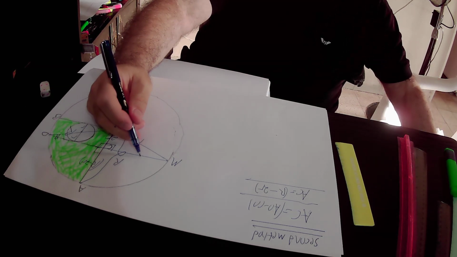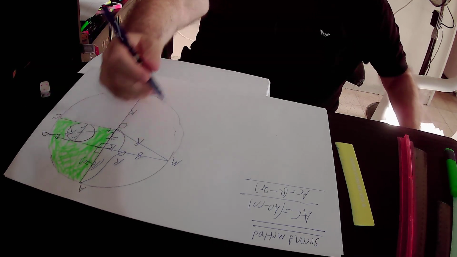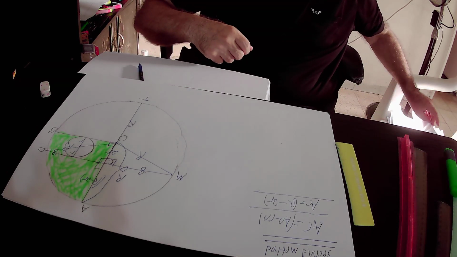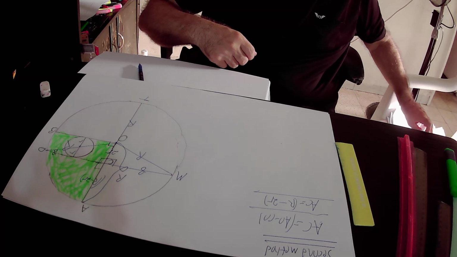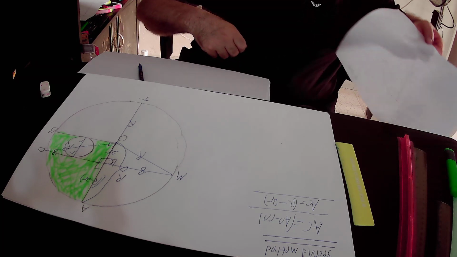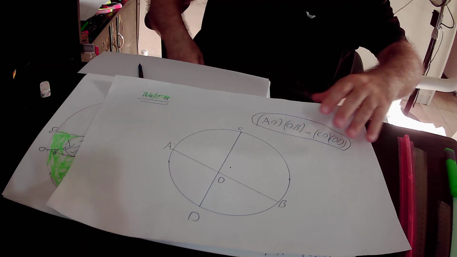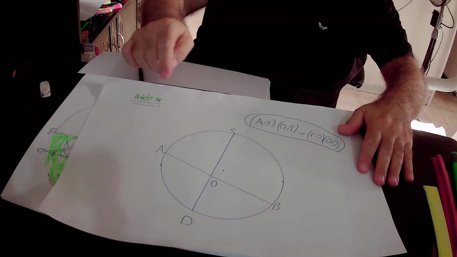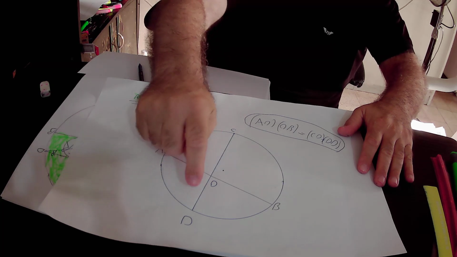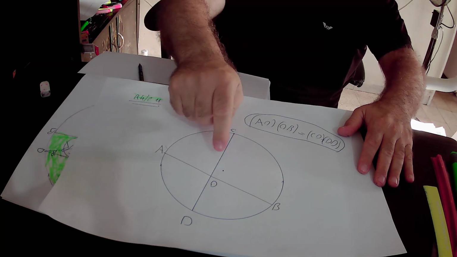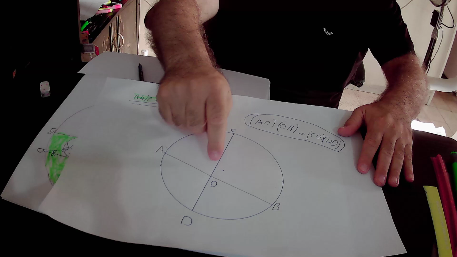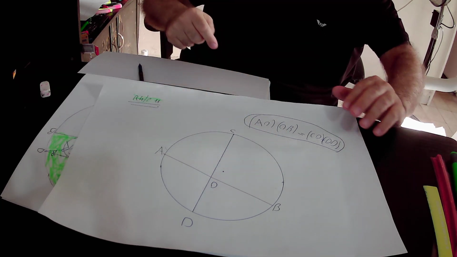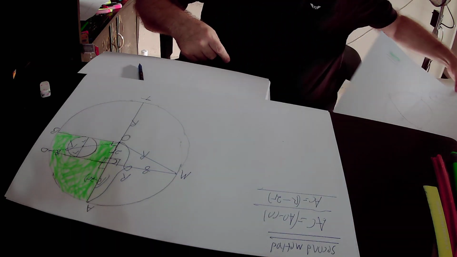In the next step, I will present to you rule number 11 and we will implement rule number 11 in our drawing. According to rule number 11, if chord AB intersects with chord CD at point O, then AO times OB equals CO times OD. Again, AO times OB equals CO times OD. We can implement rule number 11 in our drawing.